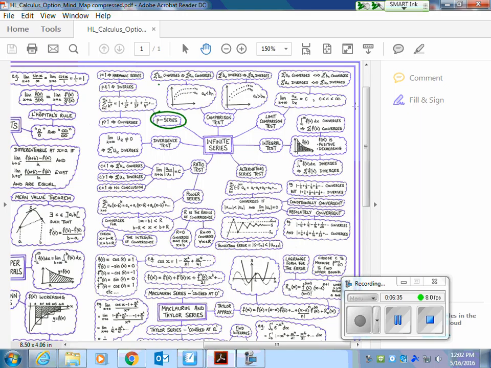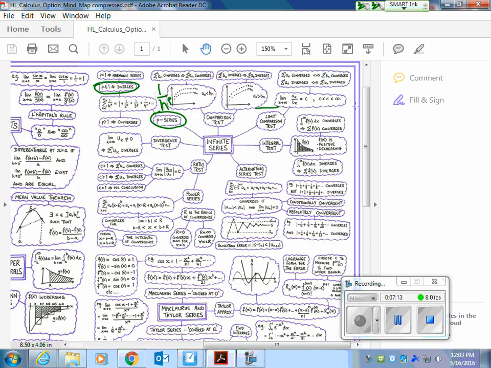The p-series is if you've got 1 over n to the p. If p is greater than 1, like 1.00001, then it's going to converge. If it's less than or equal to 1, it's going to diverge, because it's harmonic or less. If it's greater than 1, like 1 over n squared, 1 over n cubed, those will converge. So be aware of that p-series.